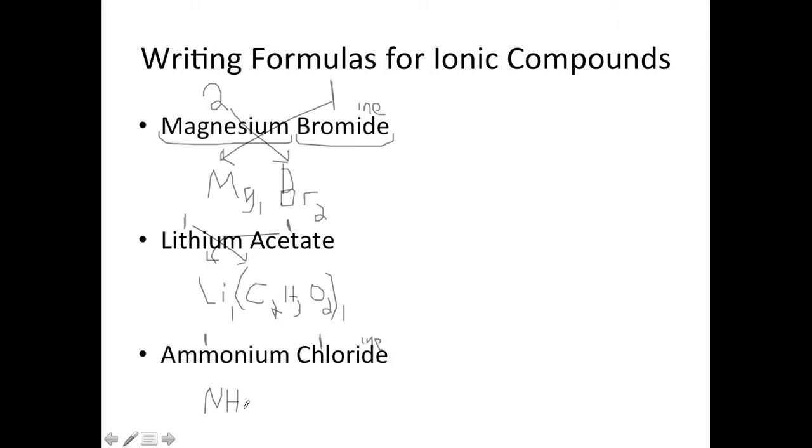NH4. And remember, I like to keep my polyatomic ions in parentheses. So I'm going to draw my parentheses. And then I have Princess Chlorine. I know her symbol. It's Cl. I'm going to write Cl. That's not a very good C.